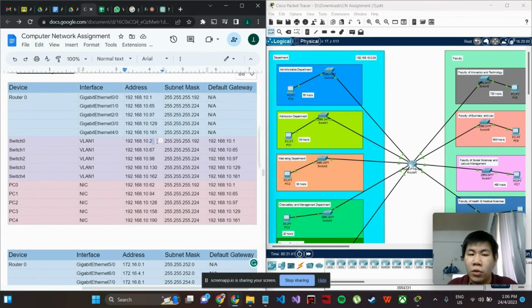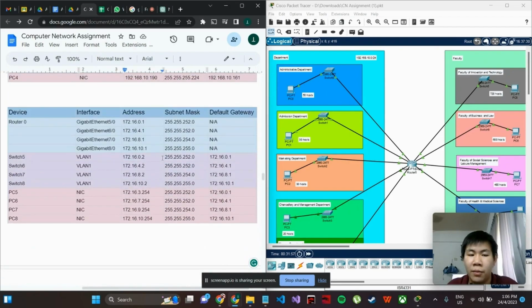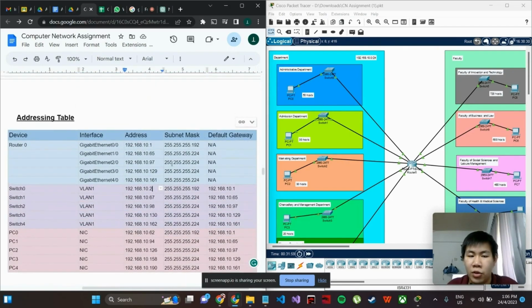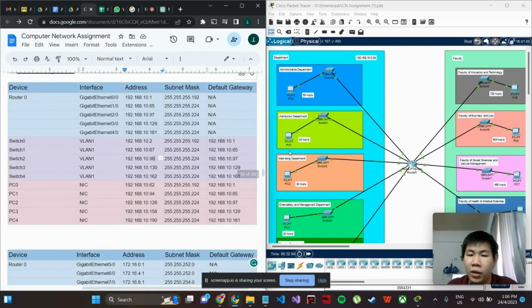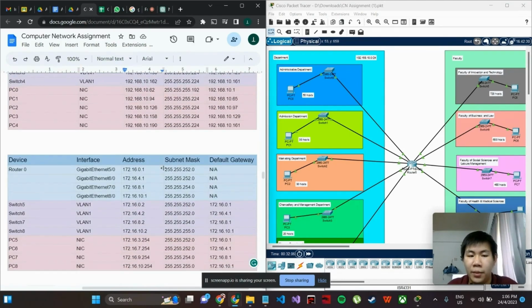And we have switch 0. We start with the second usable host address, because the switch has used 1, and we start with the second. It's also the same 64 usable host address, and also the calculation depends on the host given.